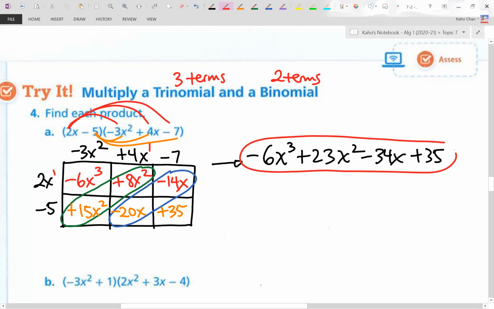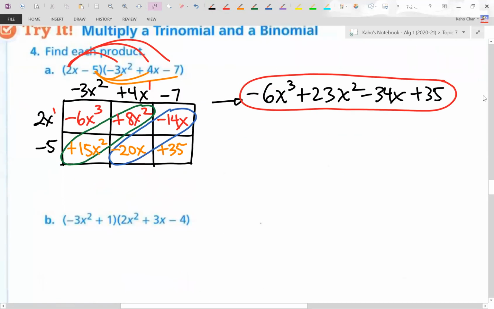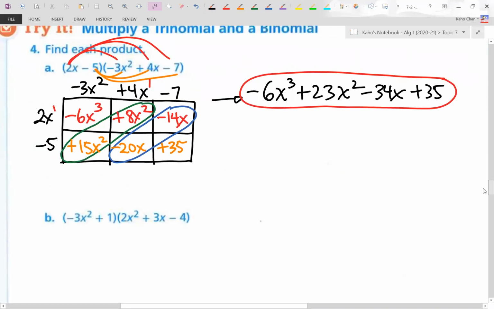All right. Kind of a lot of work there, but it works. Let me know if you have any questions. Letter B, another 2 by 3? Okay, fine. No big deal. Let's do it.